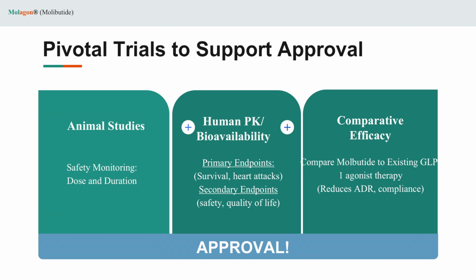Additionally, comparative efficacy research will be conducted to compare Molagon to an existing GLP-1 agonist therapy that is used to treat type 2 diabetic patients. This is to observe the reduction of ADRs along with enhancement of patient compliance.